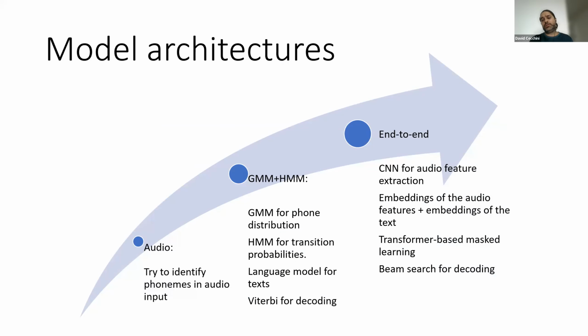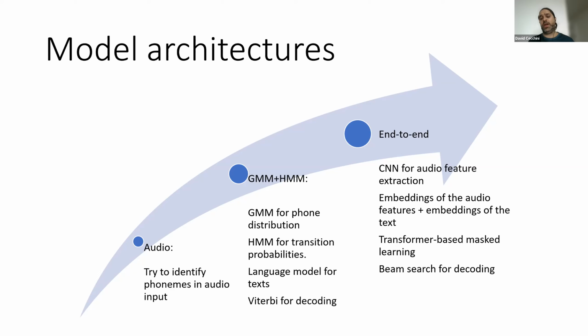A brief evolution of the models. At the beginning, we were trying to identify the phonemes given the audios. So this was a very hard problem, and the language nuances were very, very impactful on those models. Then we started using probabilistic modeling, and we divided the problem in two.